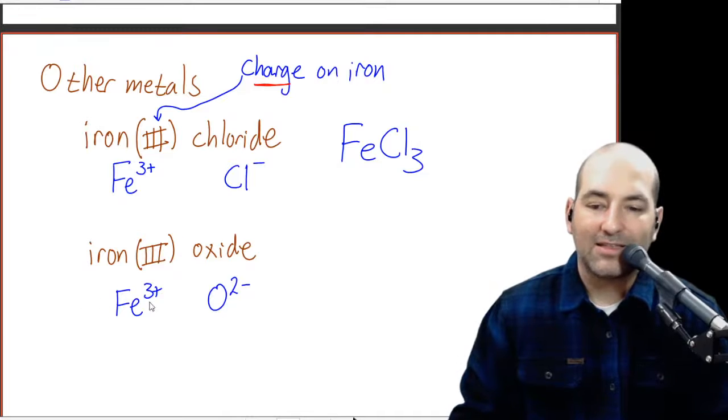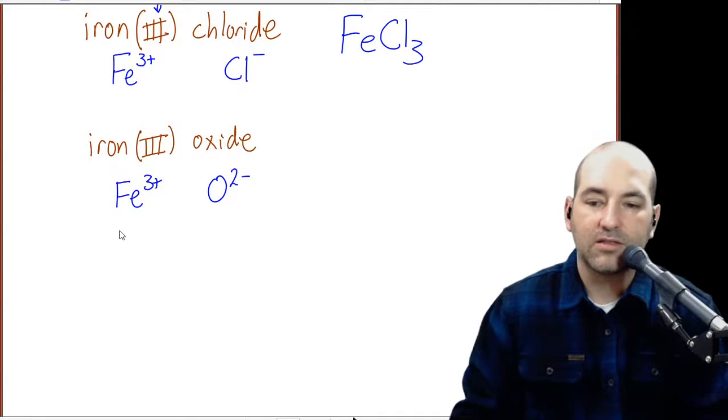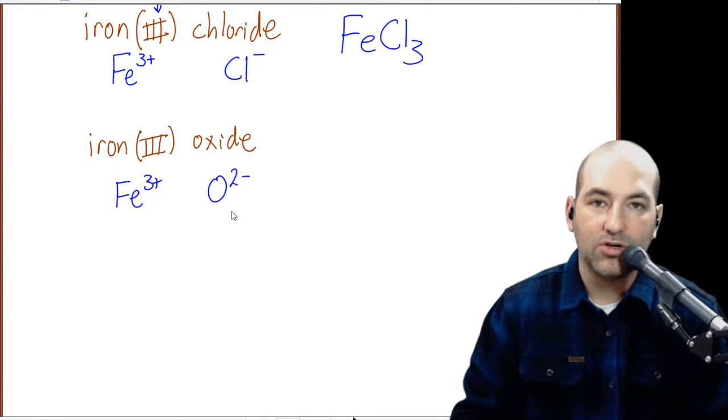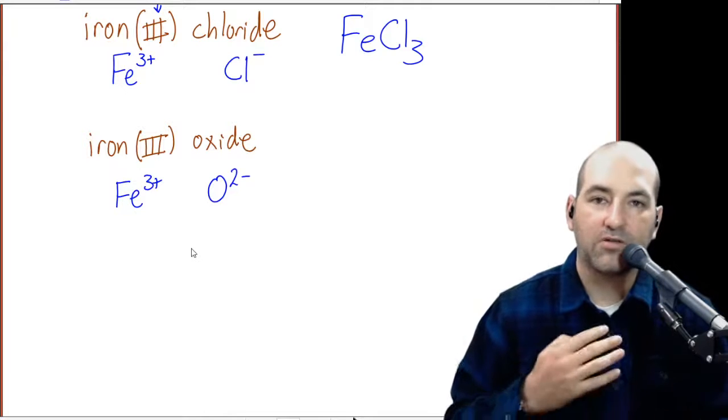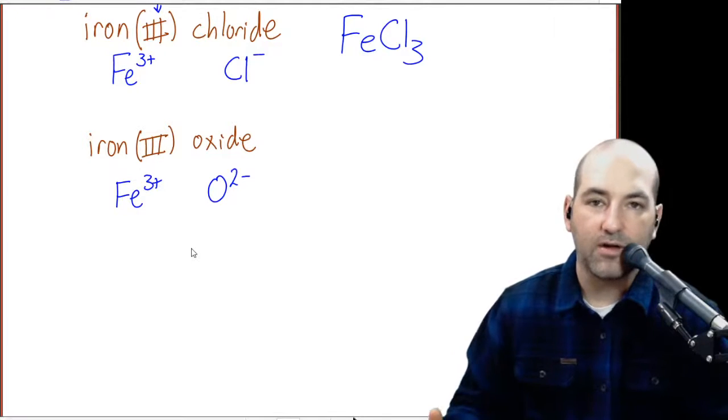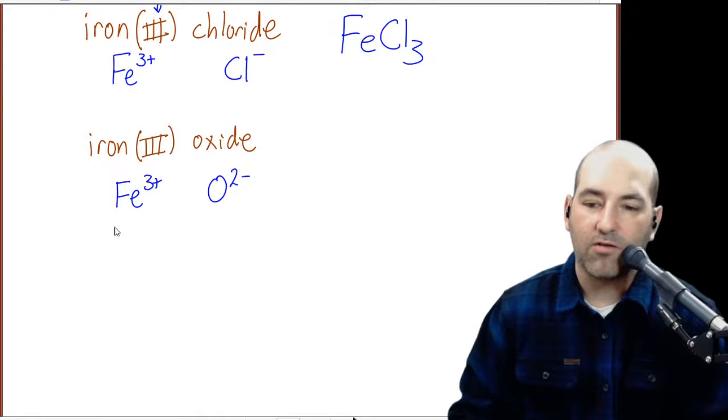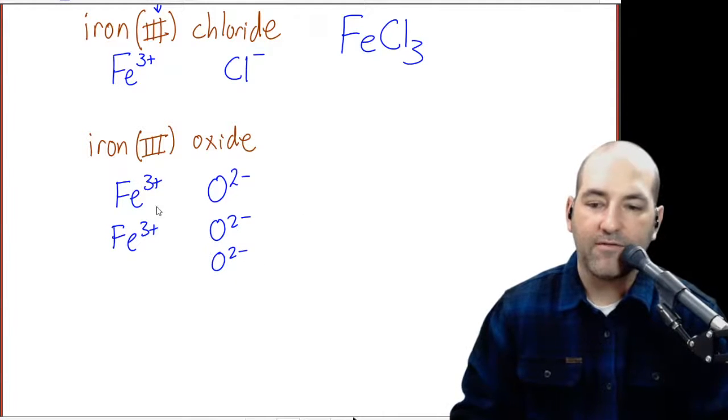And now notice there's not going to be a 3 here, right? Because these have to balance. And this is actually one of the times it gets a little bit tricky to balance. To balance a 3 and a 2, you have to actually change the amounts of both of them so that you end up with 6 plus and 6 minus overall. So if we take 2 of these and 3 of these, we now have 6 plus total over here and 6 minus over here. And the way we would write that formula is Fe2O3.